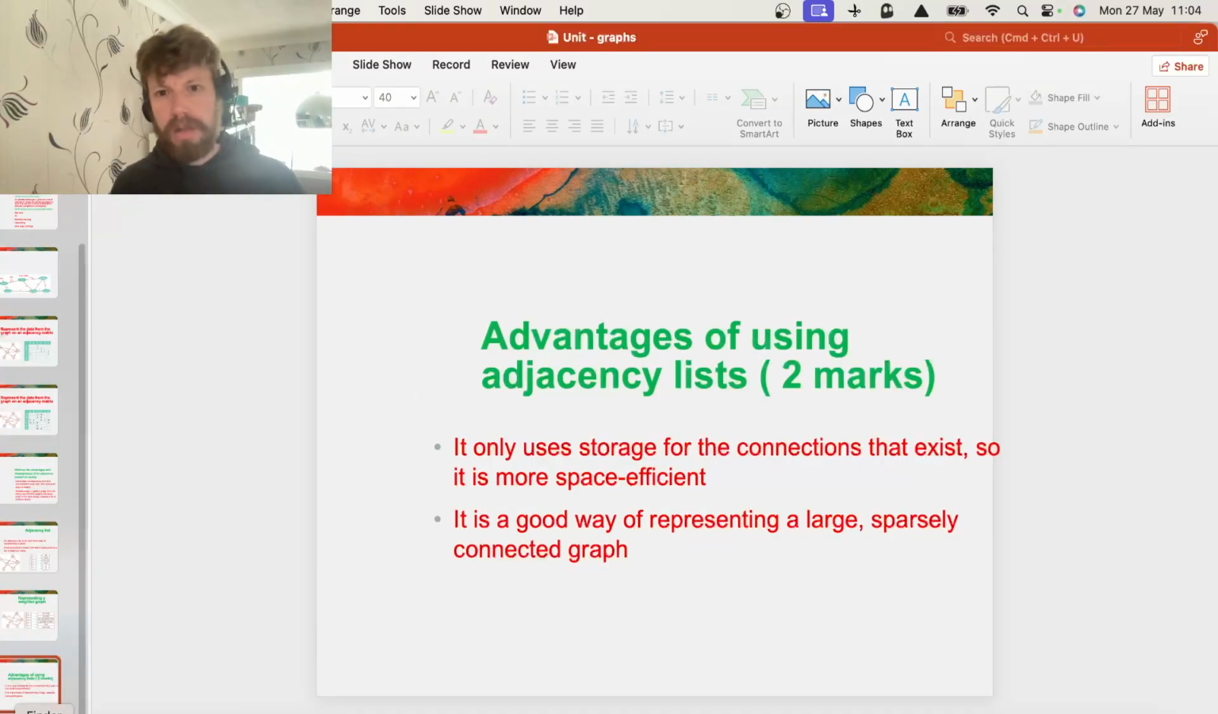Okay, so the last thing to go over is just the advantages of using adjacency lists. The main thing that we kind of covered in the weaknesses of the adjacency matrices is that it's so much better and so much more space efficient than the adjacency matrices. So if we haven't got as many values, this is going to be the one that you're going to be using. If it's a sparsely connected graph and it's big, this is going to be the one that you're going to go for.